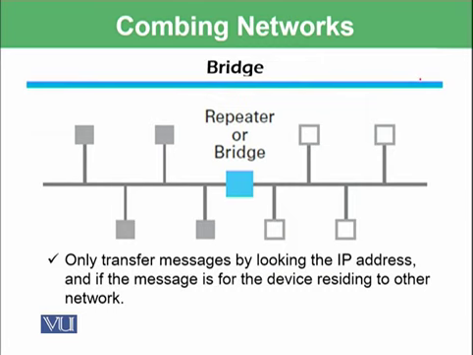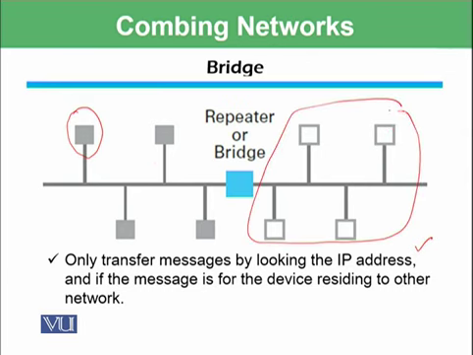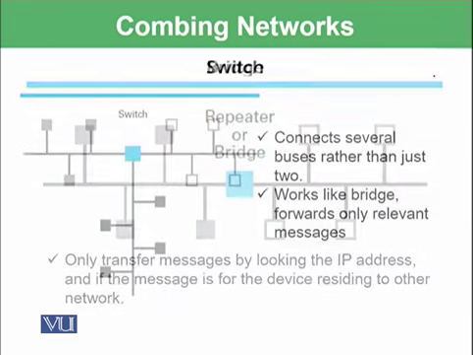So then there is a bridge. This only transfers messages by looking at the IP addresses. So this will not broadcast the message from this computer to this network if the message is not for someone who is residing in this network. If the message is only for these computers, this bridge will not broadcast this message to this particular network.